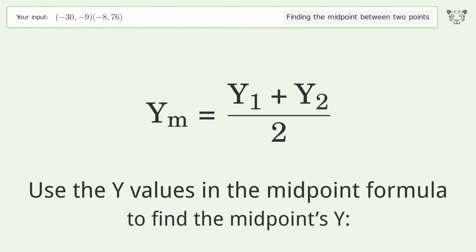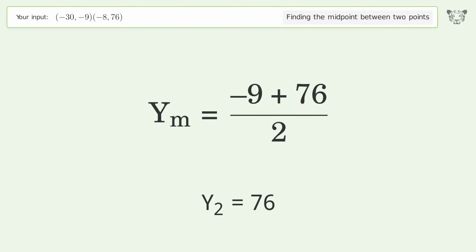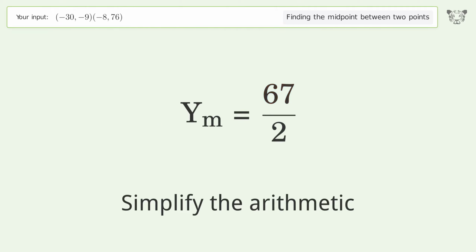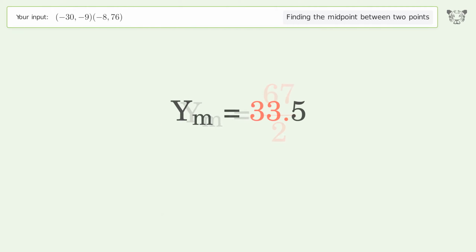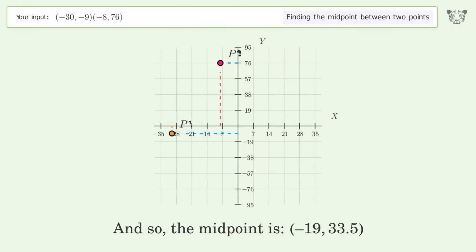Use the y values in the midpoint formula to find the midpoint's y. y1 equals negative 9. y2 equals 76. Simplify the arithmetic. And so, the midpoint is, negative 19, 33.5.